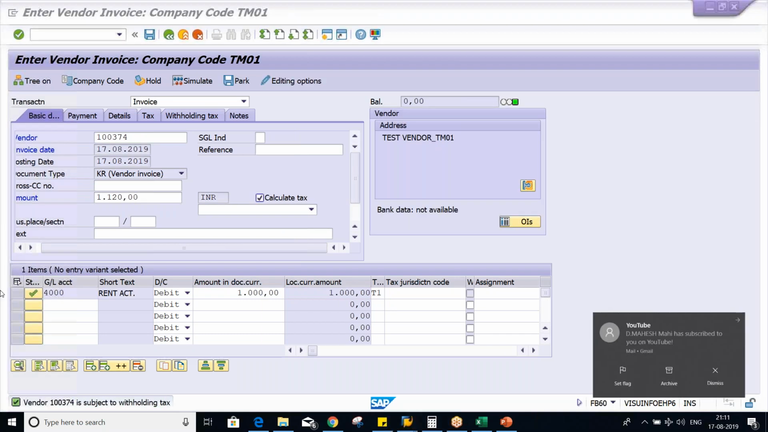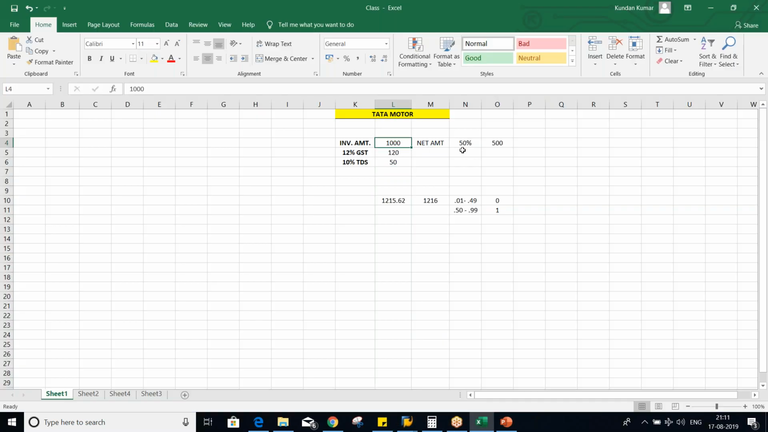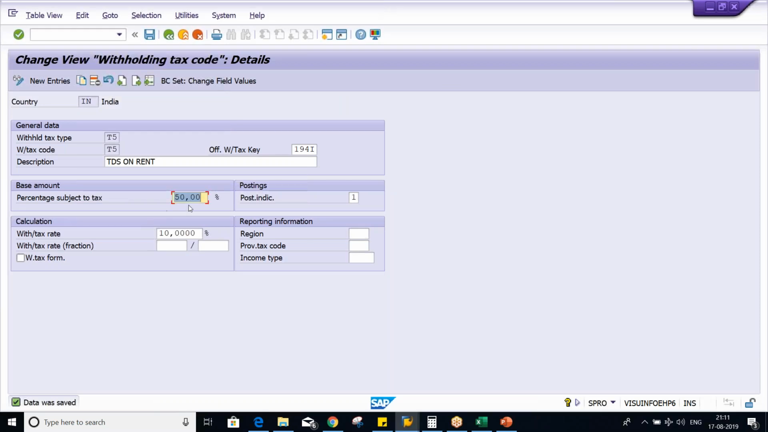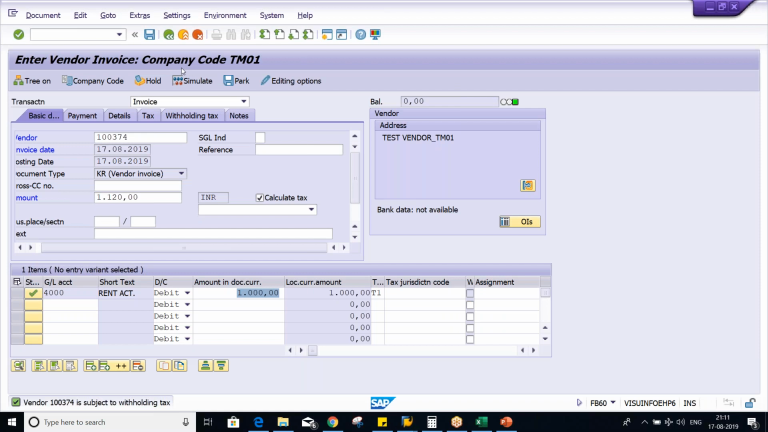Okay, so now if you talk about TDS calculation, TDS is going to be calculated on this amount, but only 50% of this amount. So what is 50% of 1000, guys? It is 500 only. So now on this 500, the 10% TDS is going to be deducted. I've shown you guys. So how much TDS is supposed to be deducted? Only 50 rupees.